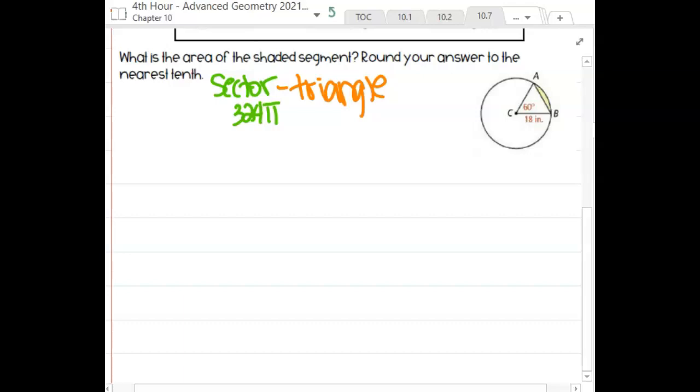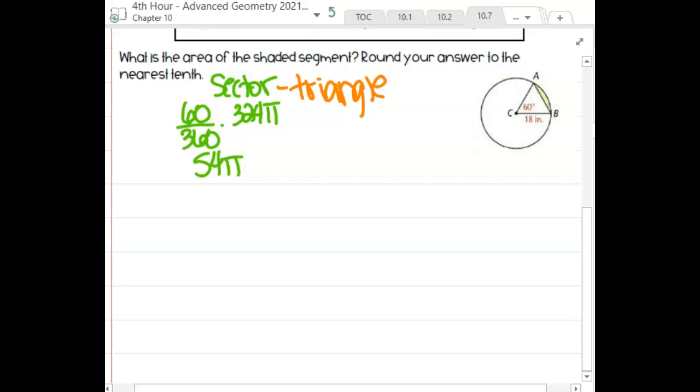Now, like I said, that's the area of the entire circle. I don't need the area of the entire circle. I just need the area of that little chunk right there. How much of the circle is that sector? 60 degrees out of 360, just like we did yesterday. 60 degrees out of 360 degrees, or a sixth. You multiply that together, you're going to get 54 pi.